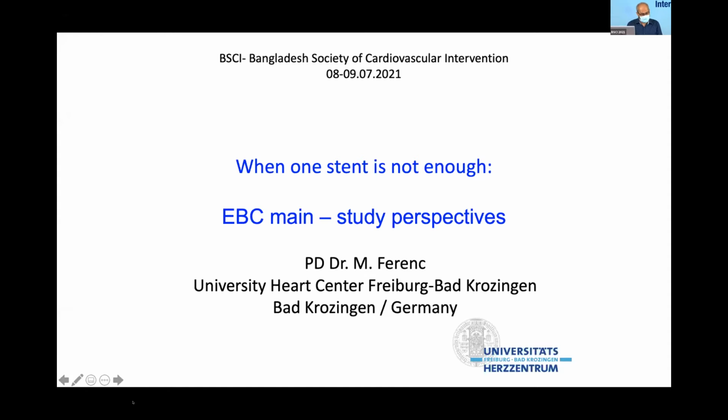Okay. He is a really outstanding performer, especially in left main bifurcation. He visited Bangladesh several times, and he also worked in NICBD with our Secretary General, Professor Mir Jamaluddin. Now he will give his talk, "When one stent is not enough: EBC MAIN study perspective."